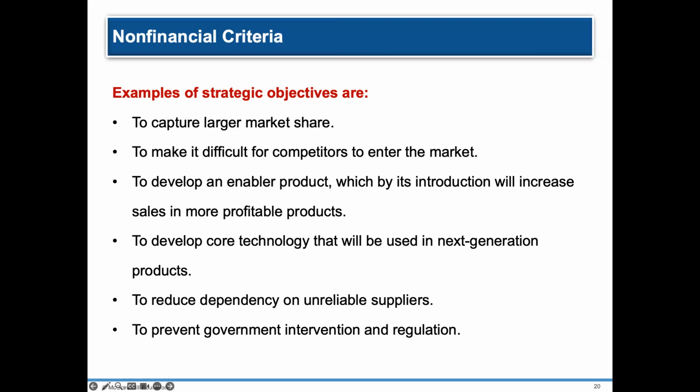So what does that mean? You spend money and invest in technology now. It's quite expensive, but you see this as a gateway and there will be payoff for when you produce your next generation products. Mas streamlined na siya. Second to the last example, to reduce dependency on unreliable suppliers.